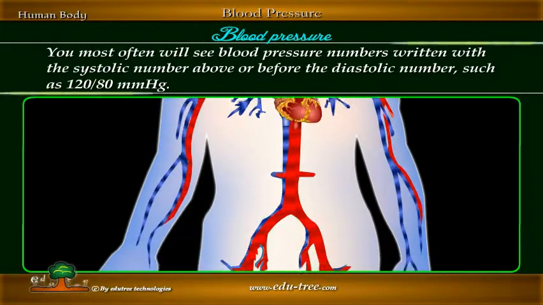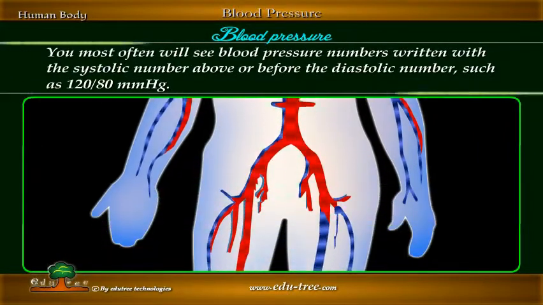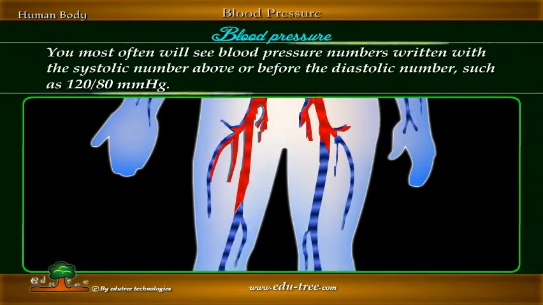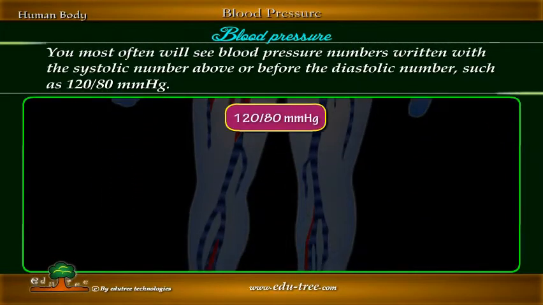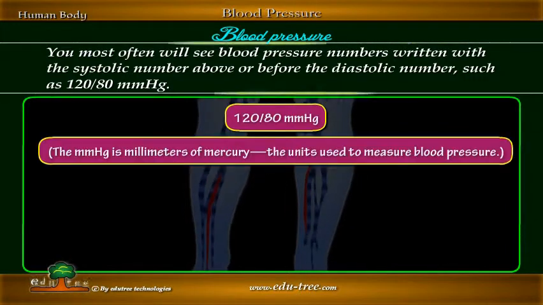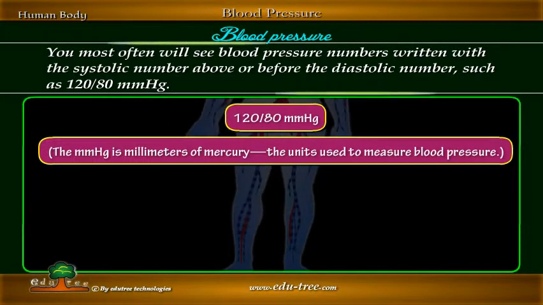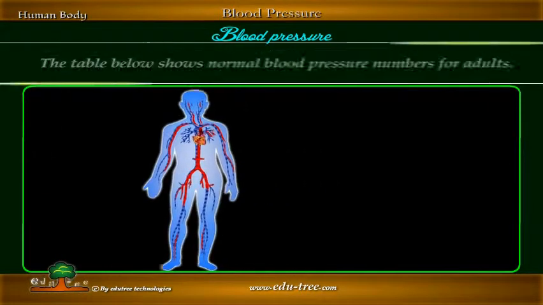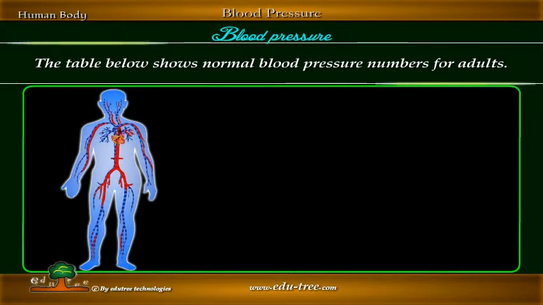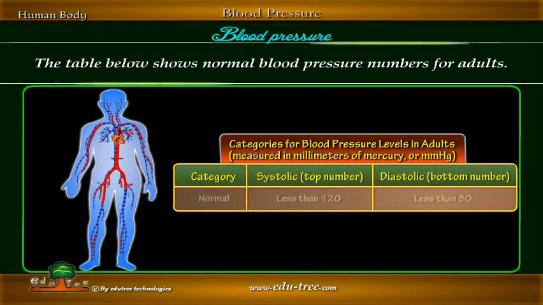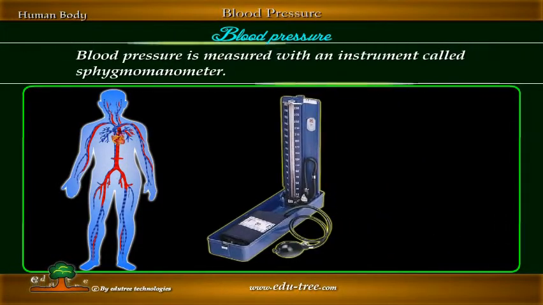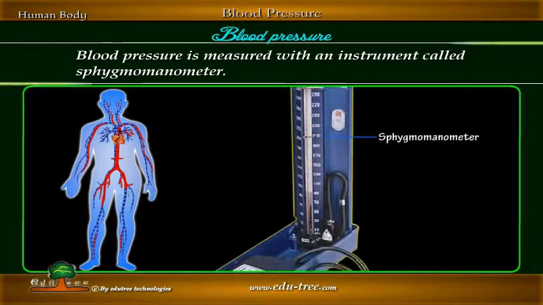You most often will see blood pressure numbers written with the systolic number above or before the diastolic number, such as 120 by 80 mm of mercury. The mmHg is millimeters of mercury, the units used to measure blood pressure. The table below shows normal blood pressure numbers for adults. Categories for blood pressure levels in adults measured in millimeters of mercury, or mmHg. Blood pressure is measured with an instrument called sphygmomanometer.